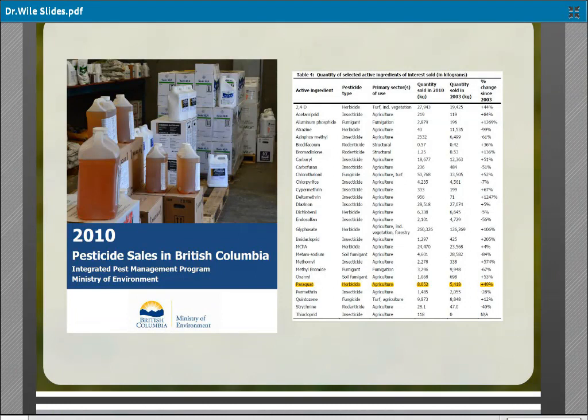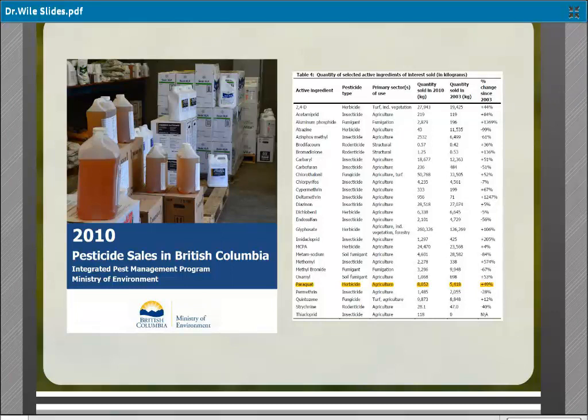We still have paraquat being sold in British Columbia. This is Ministry of Environment data, which I find really unfortunate. But this is something that's not available in Europe. It's banned in Europe, for instance. So this is another way in which we can advocate for protection of the general public.